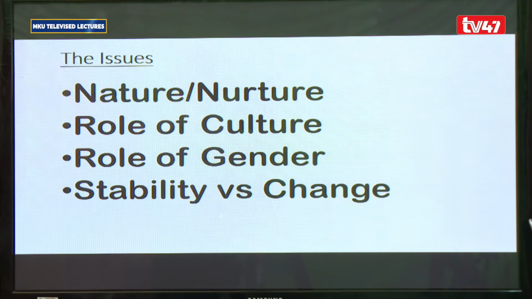Now, in terms of the issues that are of central focus to human growth and development, they are 4. And let's get the 4. Number 1, we have nature versus nurture. We are going to look at that more deeply in this lesson. We'll see something about the role of culture. So the second issue is to do with the role of culture. The next issue of concern to human growth and development is the role of gender. And then the 4th issue is stability versus change.